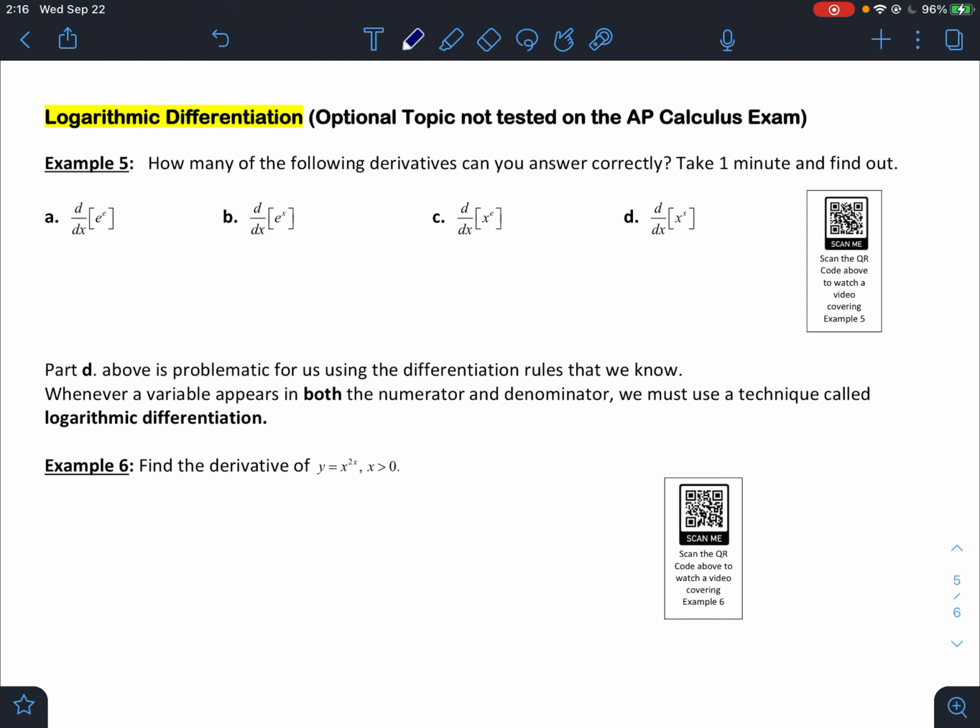Okay, the last thing we're going to talk about in this section is an optional topic. It's not usually covered on the AP test, but it's a really neat and unique way of finding some derivatives of functions. So pause the video right now, take a look at example 5, and see how many of those derivatives you can take with our current knowledge.